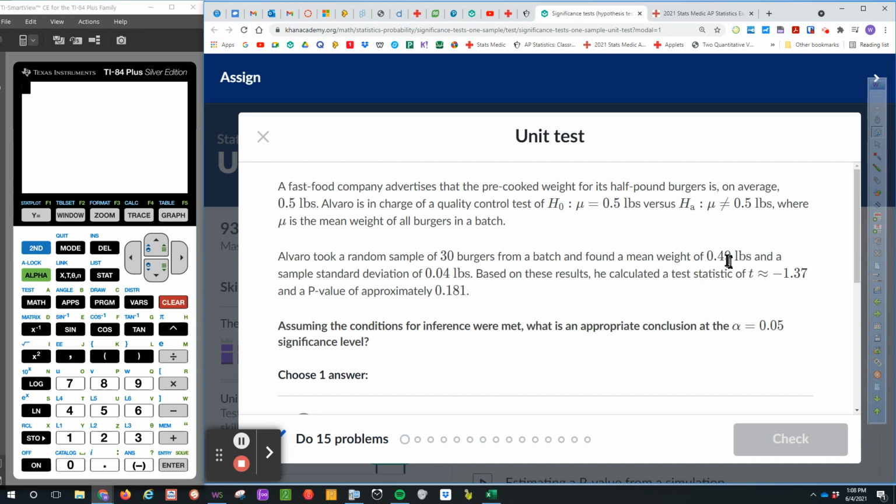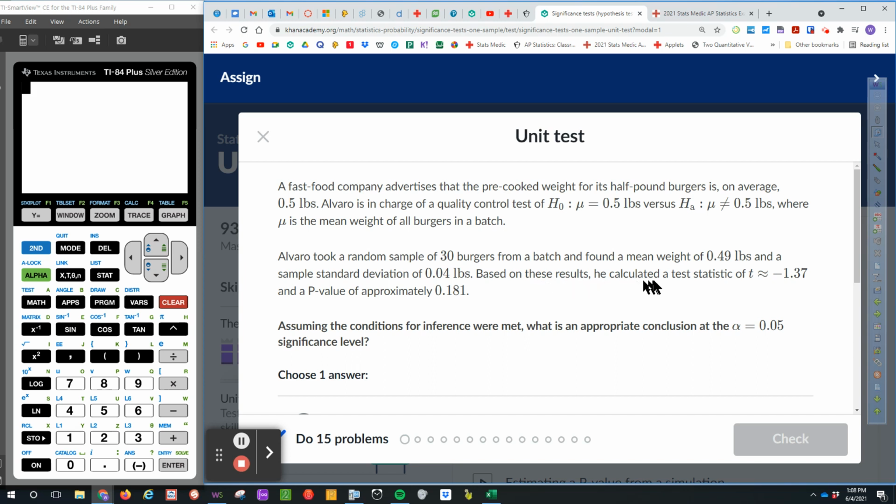Now this 0.45 is somewhat less than the claim. The claim is 0.5, but this is 0.45. Is it so low that you are suspecting that the null hypothesis is not true? No, we don't know. And a sample standard deviation of 0.04.